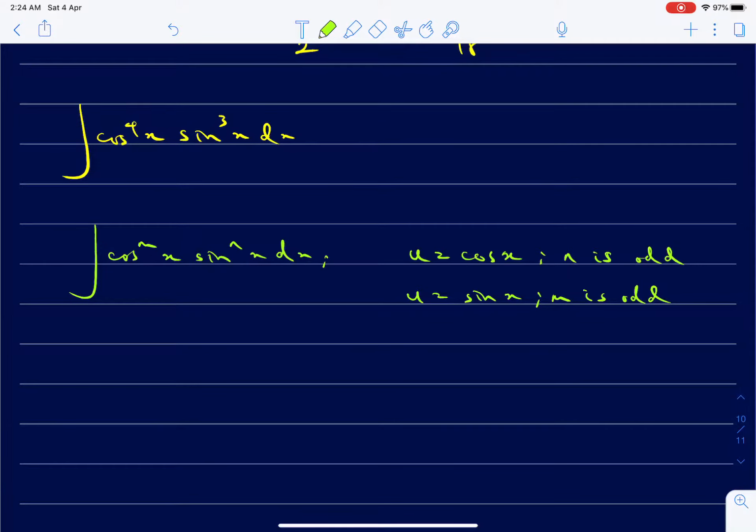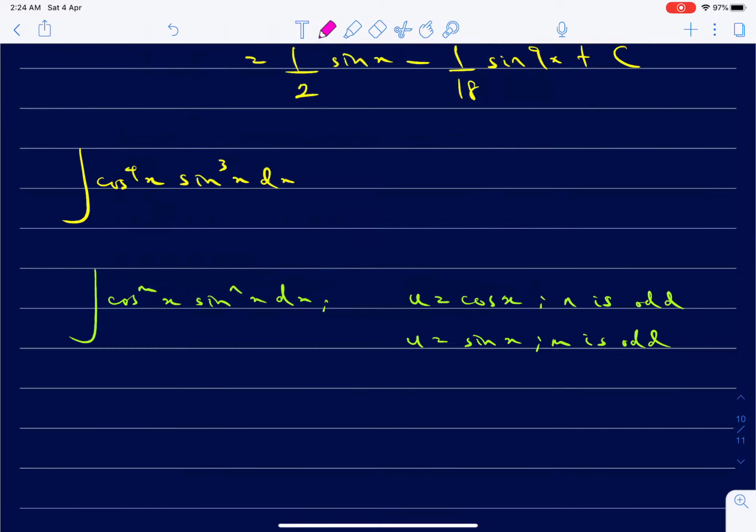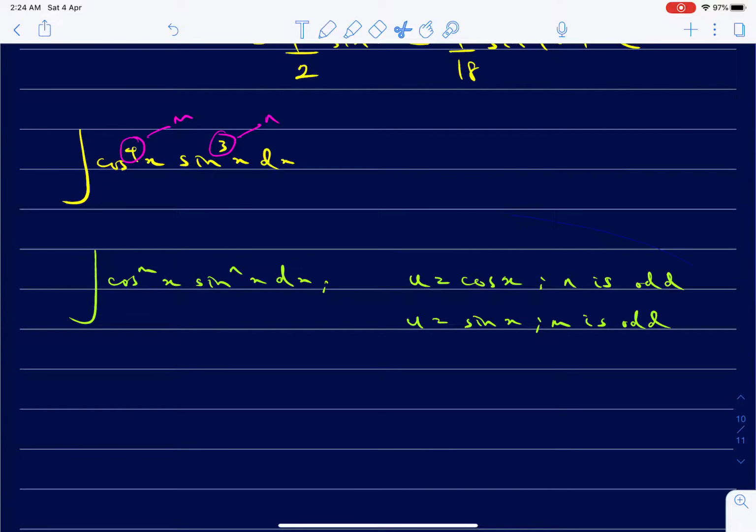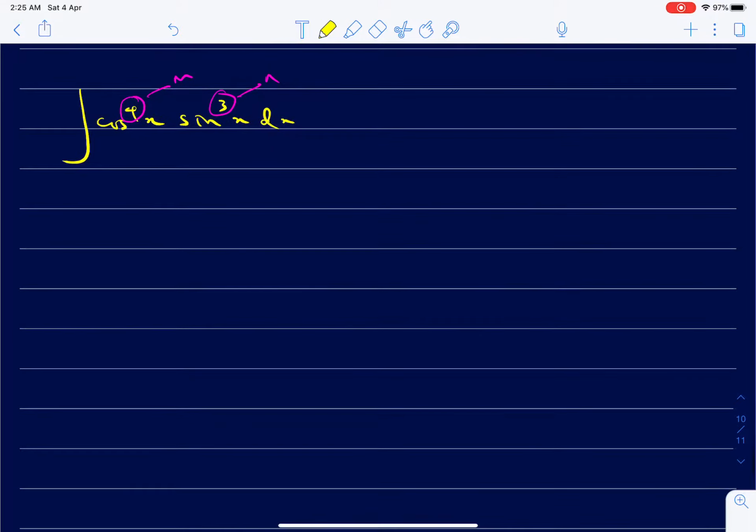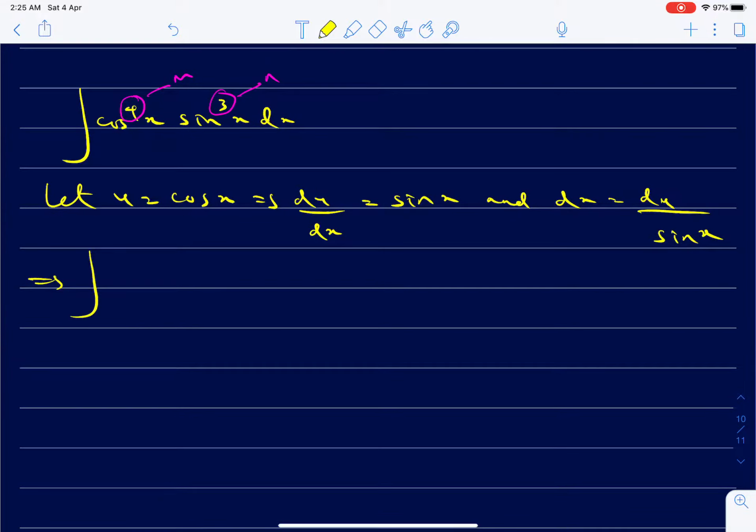Here we can see that this is n and this is m. So here n is odd, so we are using the substitution u equals cos x. So I'm going to say let u be cos x, and that implies that du dx is the same as minus sine x, and dx itself is the same as du over minus sine x.